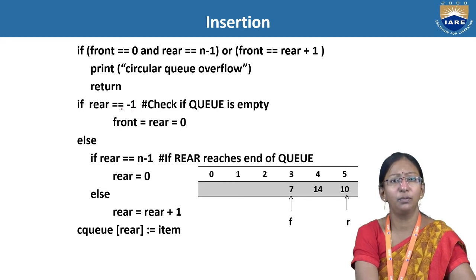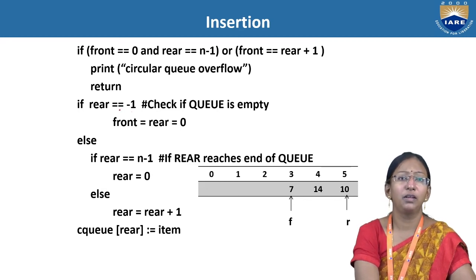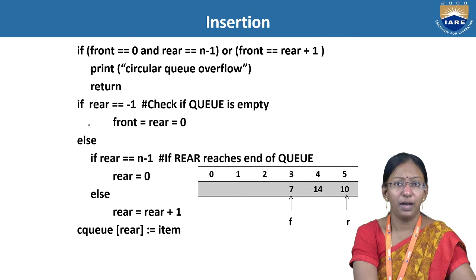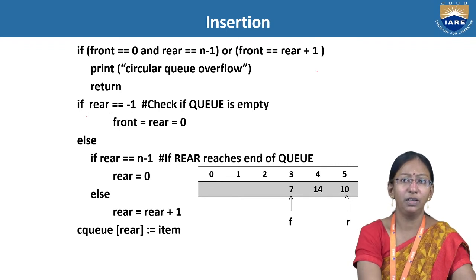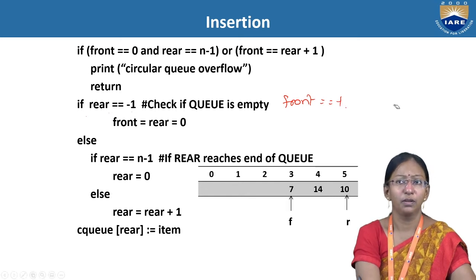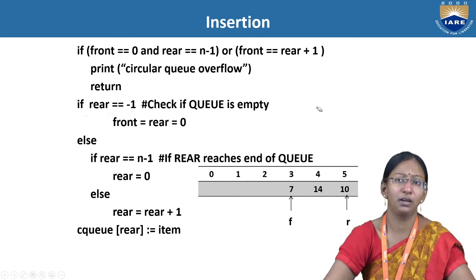Okay. Second case will be a case where rear is pointing to -1. When will rear point to -1? When the queue is empty. As I'm talking about insertion, my point of view is regarding rear. You can even write it as front is equal to -1 also. Even that is true, because when the queue is empty, both front and rear will be having -1, right?